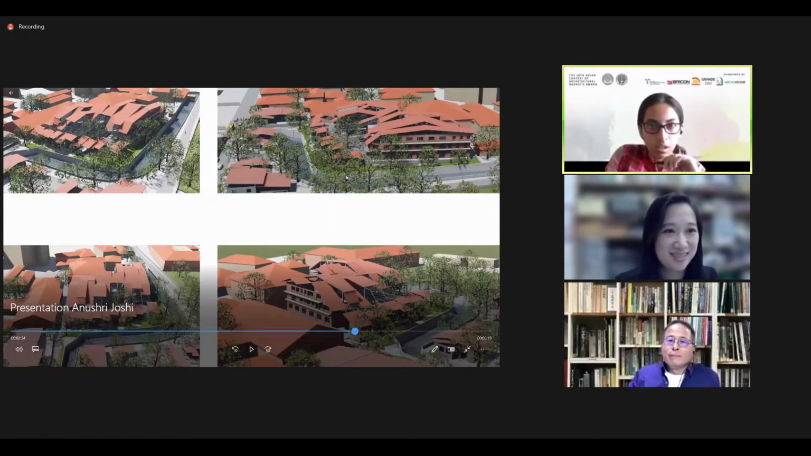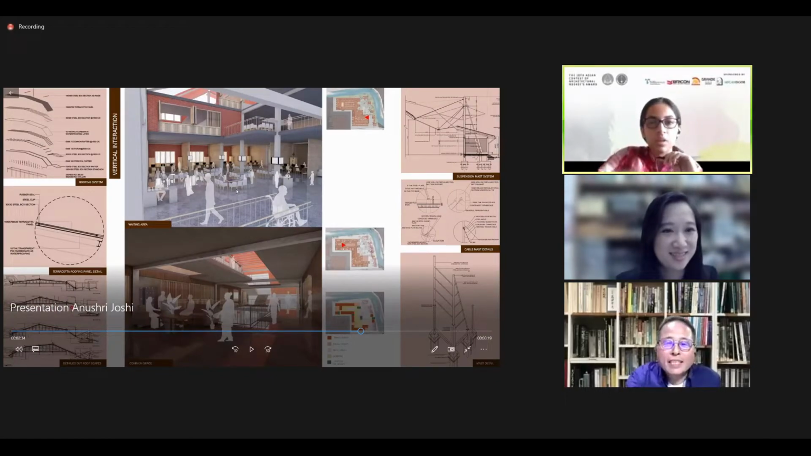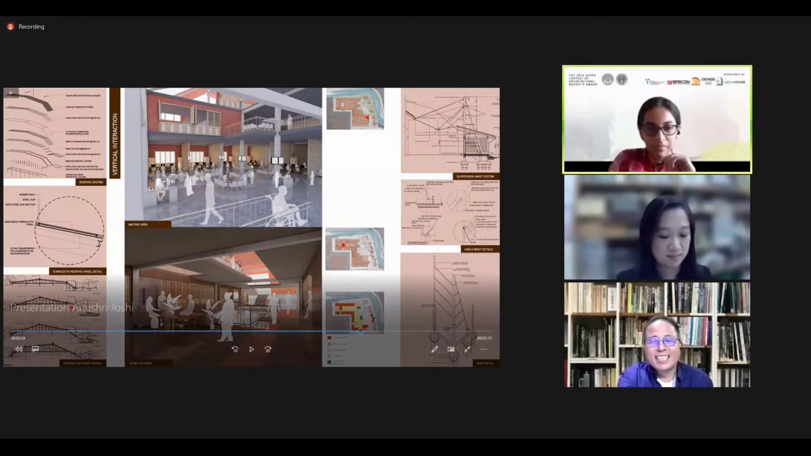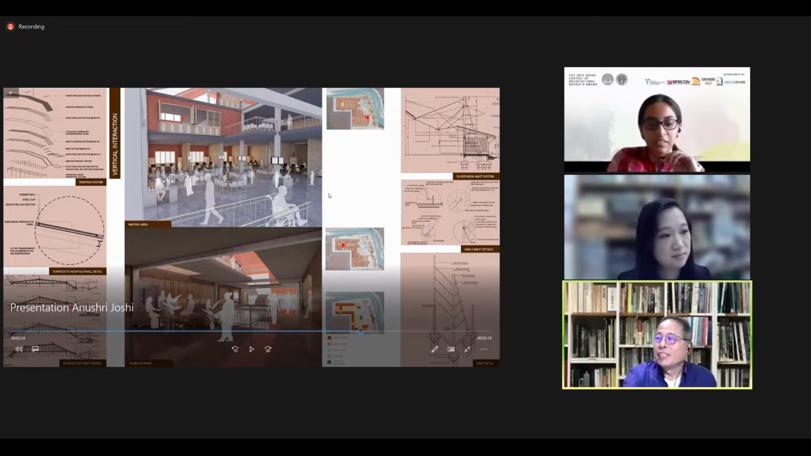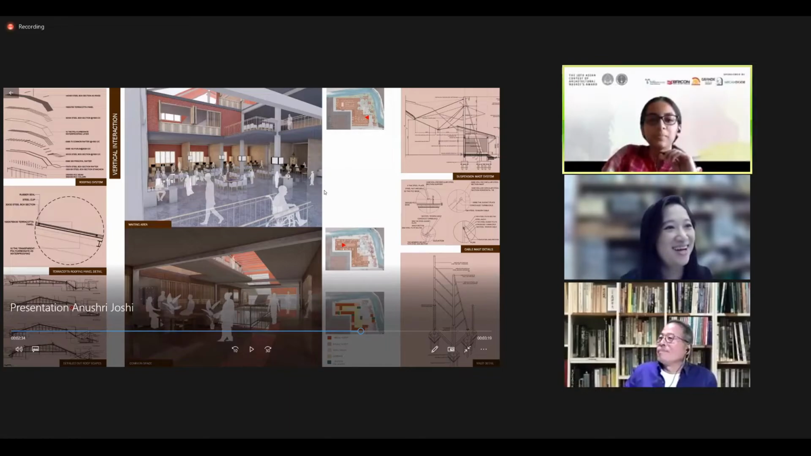Yeah, so you can see it over here also. These double light, triple light spaces, so that there's vertical connection also. Other judges, please. Thank you.